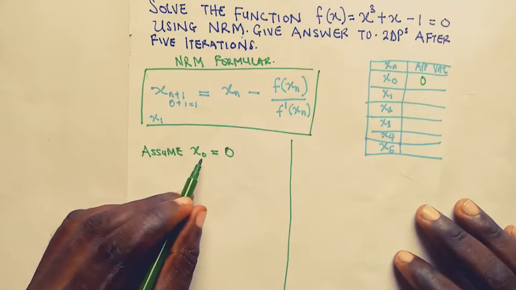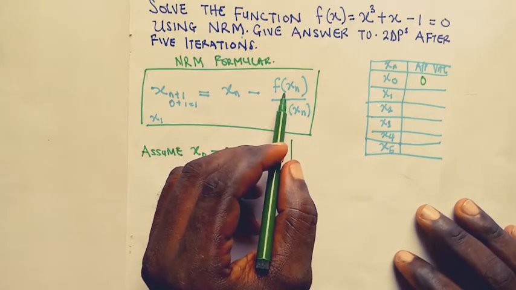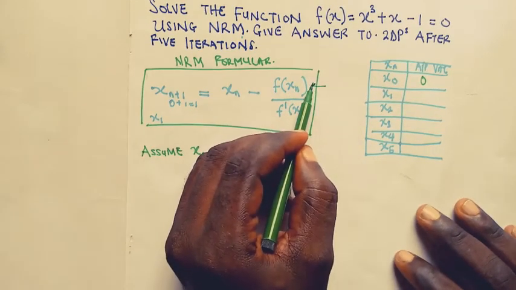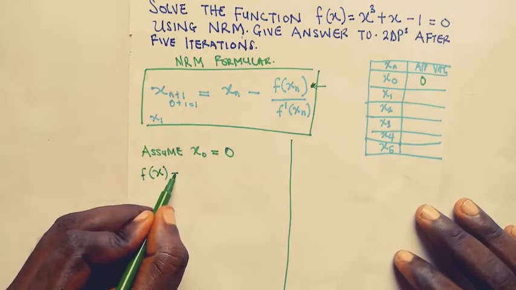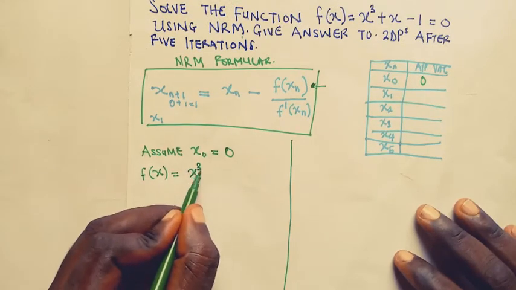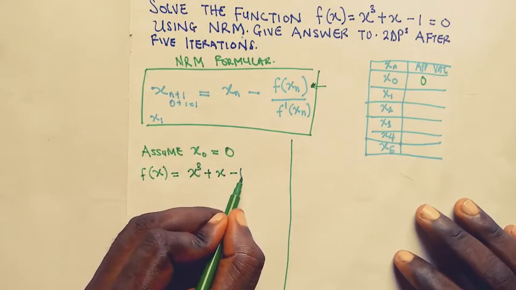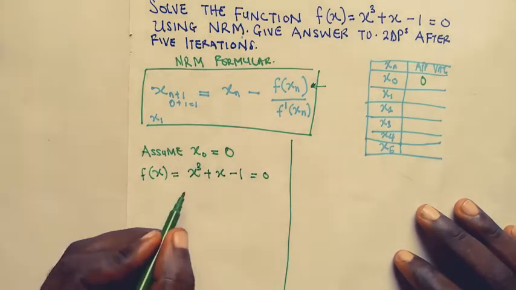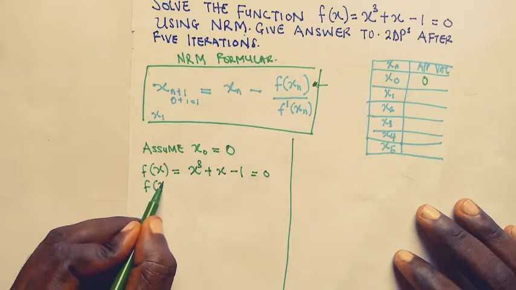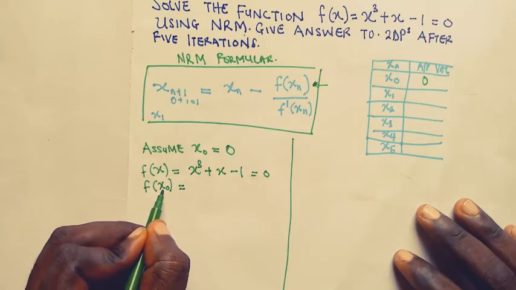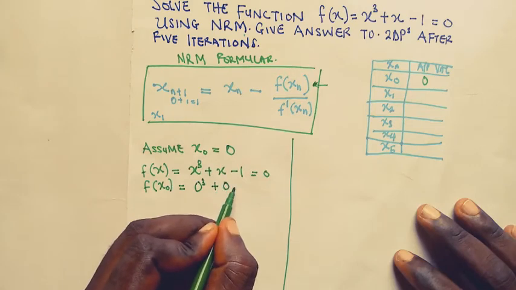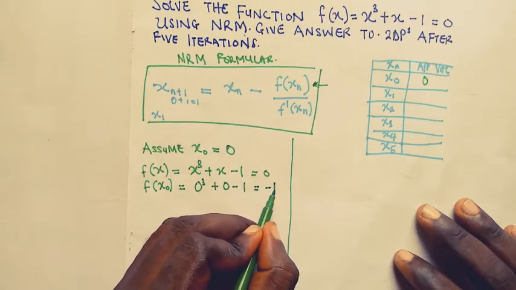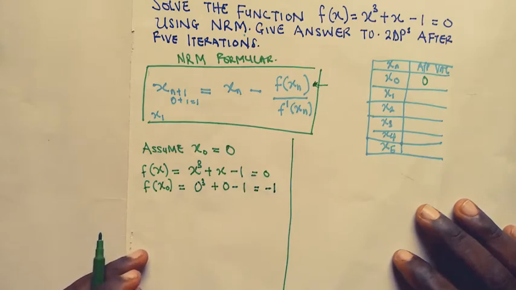So after having assumed this, I need to evaluate the value of f of xn, and I know that my f of x, according to the question, is x cubed plus x minus 1 equals 0. That is my f of x. So my f of x naught will be equal to, my x naught is what? Is 0. So I'm going to use 0 here. So 0 cubed plus 0 minus 1 is equal to minus 1. That is my f of x naught.